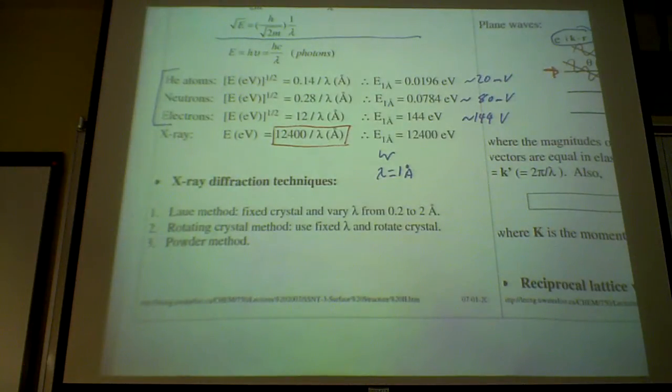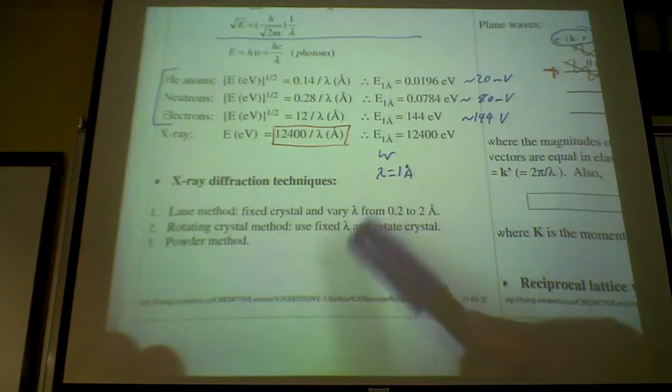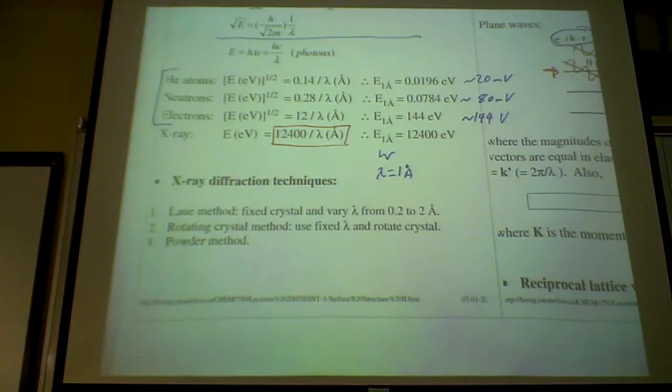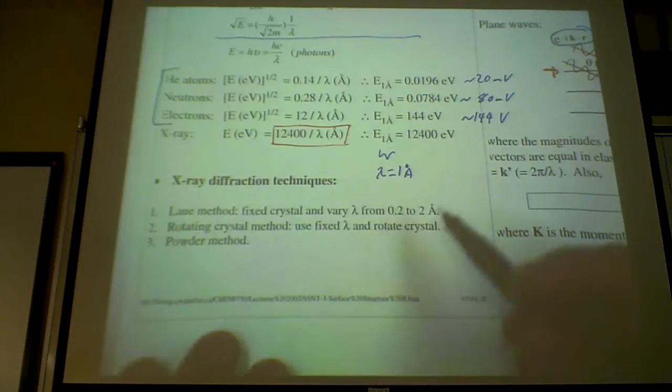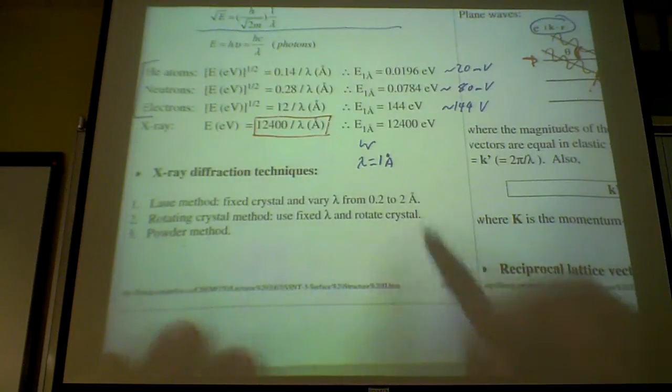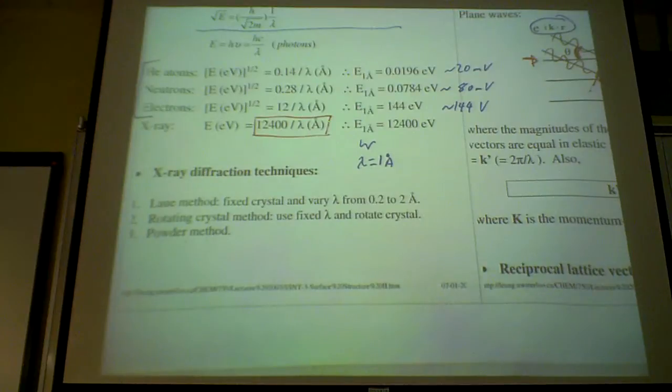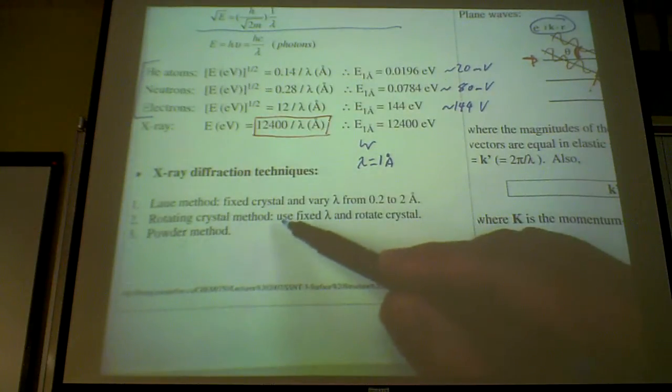And then we have the rotating crystal method. Instead of fixing your crystal, you hold your crystal in place and you rotate it in any orientation, and then you fix your lambda. So the wavelength of your X-ray is the same, and then you rotate your crystal. This leads to so-called high resolution X-ray diffraction, or sometimes called four-circle X-ray diffraction, because you can manipulate the orientation of your crystal.